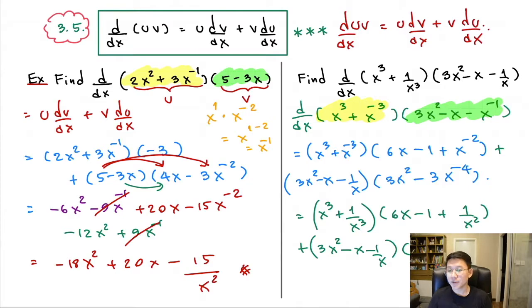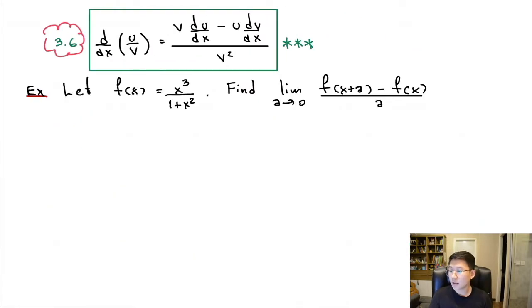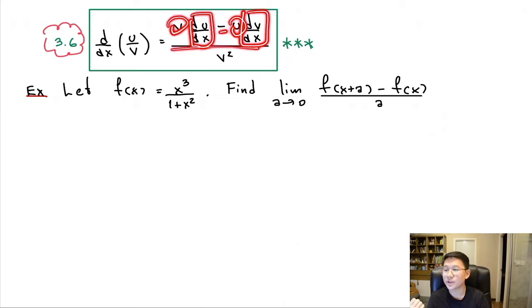Well, let's go to the next property. This one is a quotient, right? It's u divided by v, or u over v. Okay, so the formula is quite scary. The d of u over v by dx is v du by dx minus u dv by dx, divided by v squared.